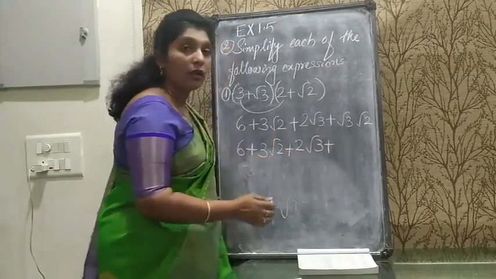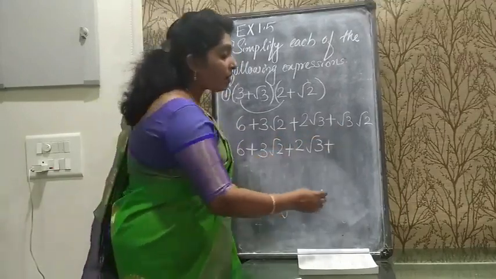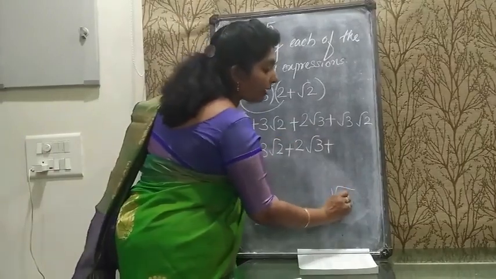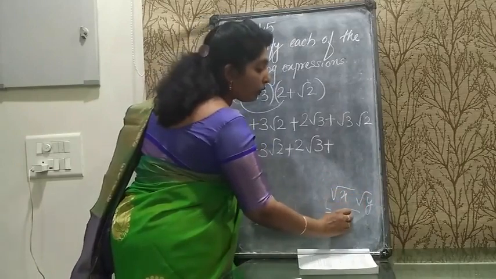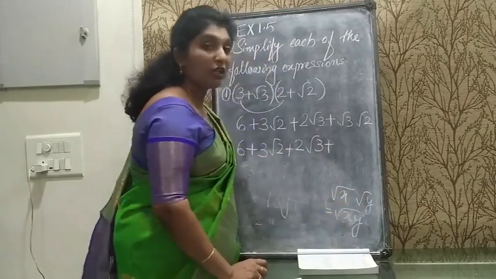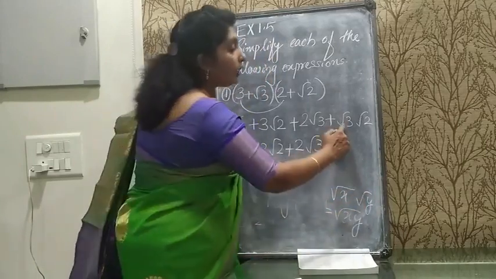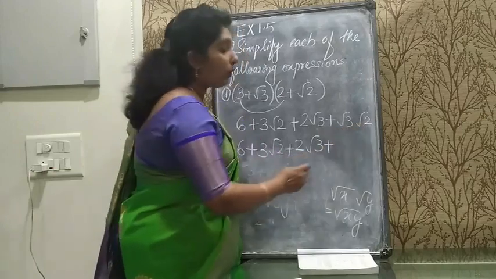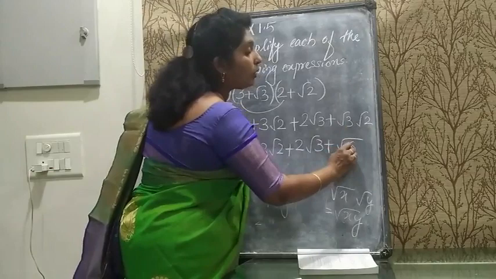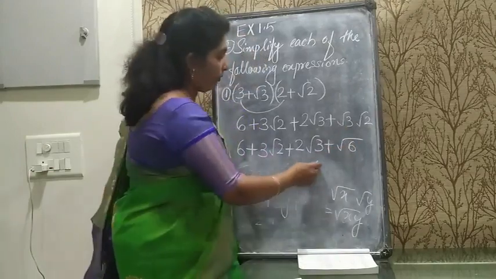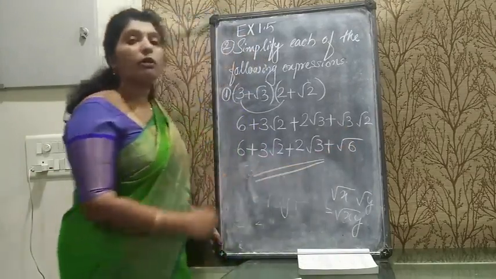But already last year you learned that under the root x into under the root y is equal to under the root xy. You must have learned. So here under the root 3 into under the root 2 can be written as under the root 3 into 2, which is equal to 6. This way you have to simplify this question.